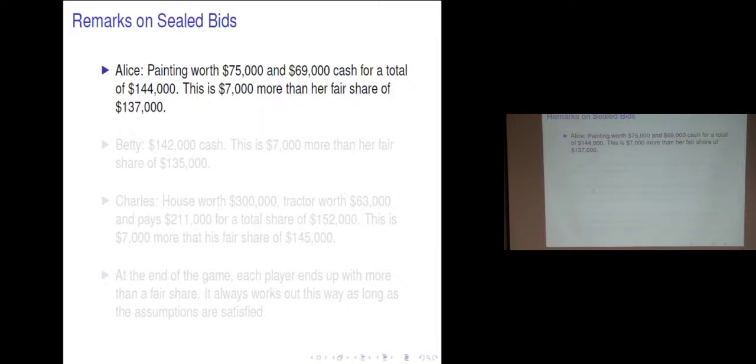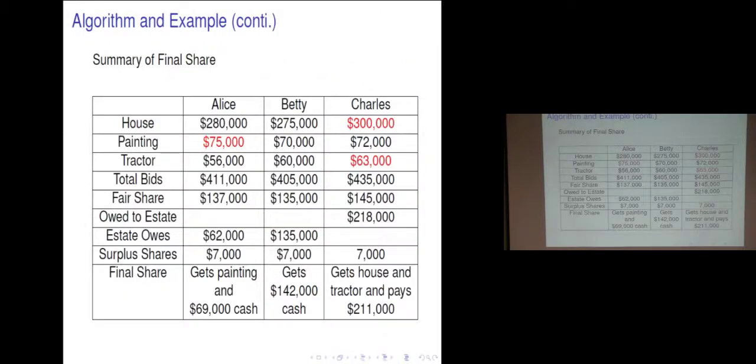So she should be happy. Okay. Now, how about Betty? Betty gets this amount of cash, right? So again, that is 7,000 more than her fair share. Okay. So we are here. Betty would think what she deserves is this amount, right? But there's a surplus, so the surplus is the extra. So she will also be happy, right?